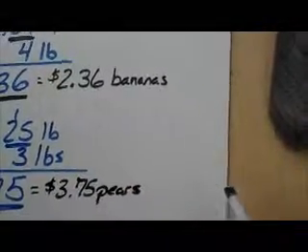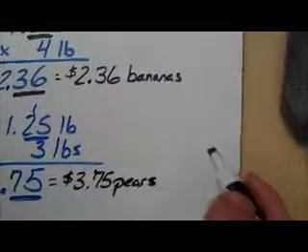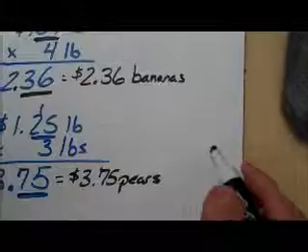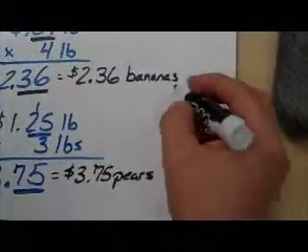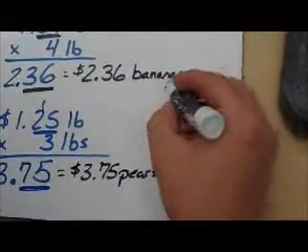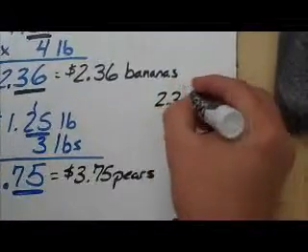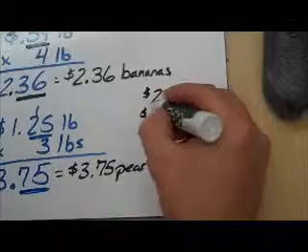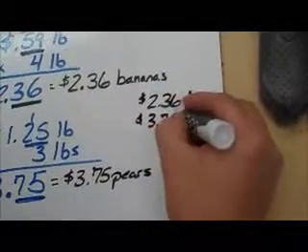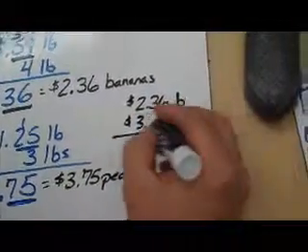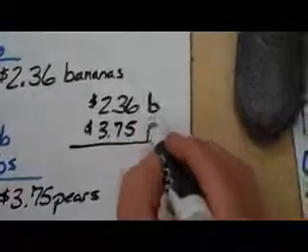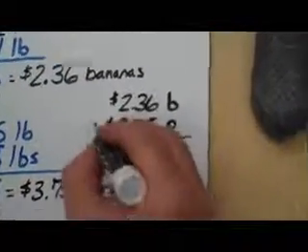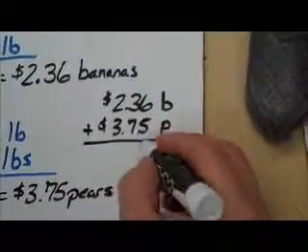Now, a lot of you stop at this point. People in Miss Pickens' class, people in my class, you'll stop. But we have to find the total, so we need to add. So I'm going to find a spot here. I will have $2.36, and I'm just going to put a B for bananas. I have $3.75 for my pears. And if you're dyslexic, you probably see that this is a B, and that's a P, and that's a P, and that's a D, and it's all the same. I'm going to go ahead and add all this up.